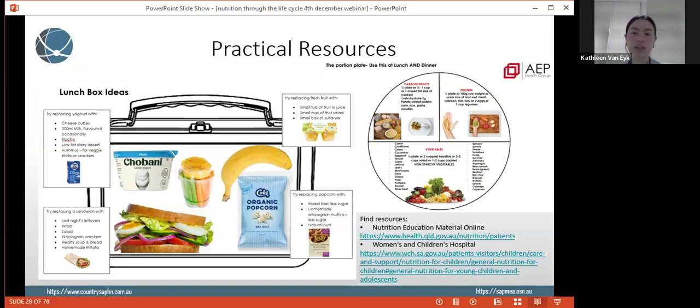And then in terms of education on portion sizes for the whole family, this portion plate can be quite useful as well, because you're aiming for about half of the plate with the non-starchy vegetables there. So filling up the plate with that, then we're going for about a quarter of the plate with the protein, and then a quarter of the plate with the carbohydrates. So things like your rice and pasta and potato, for example. There's just some links there.